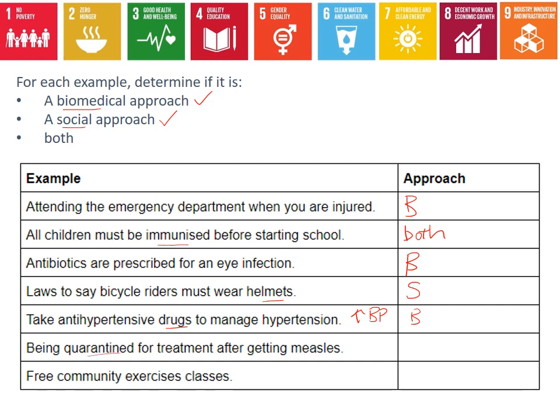Being quarantined for treatment after getting the measles. This would probably be both. Okay, the treatment part of it is biomedical. Okay, you need to get treatment so you get better. The quarantine is a social response. It's to make sure that a disease doesn't spread further throughout the population. Then finally, free community exercise classes. That's a great example of a social program to help people. It kind of empowers them to take control of their health. It's available to everyone. It's not a treatment, it's more a prevention.